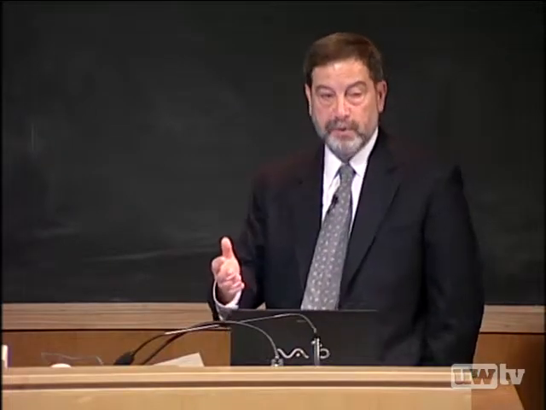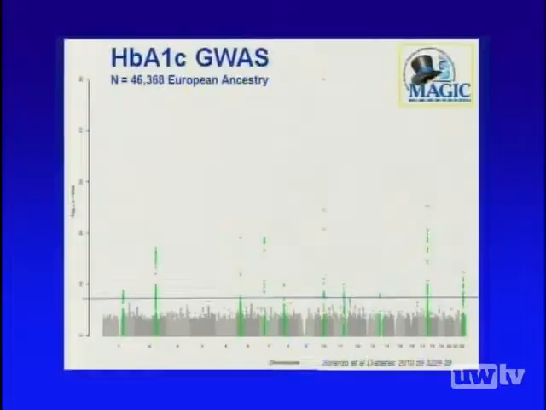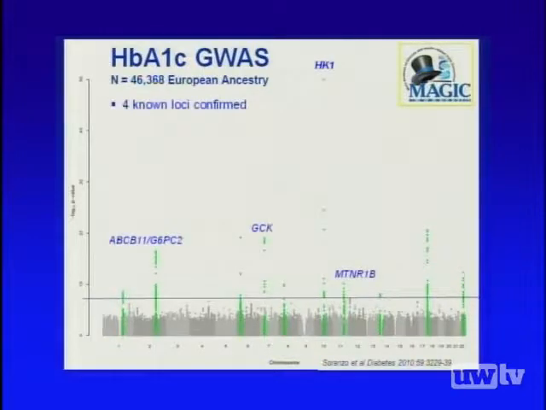Hemoglobin A1C was another interesting one that we did. And basically, this was an analysis of 46,000 people of European ancestry. Again, you can see on the Manhattan plot, quite a few of the loci exceed genome-wide significance. And here we're talking about p-values of 10 to the minus 20. Very low probability that this difference was observed by chance alone. But these were also replicated. All of these were replicated.